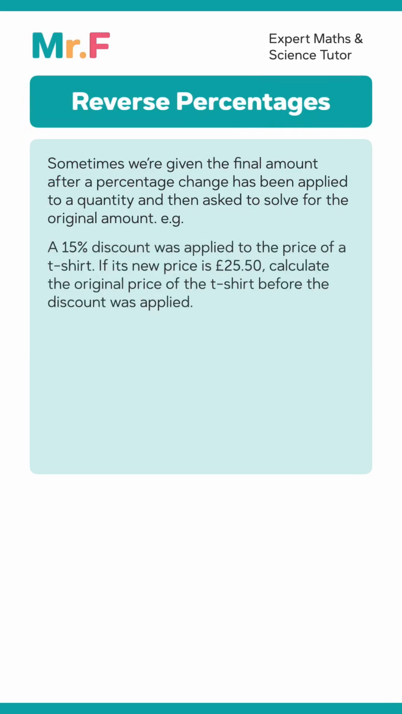So for example, a 15% discount was applied to the price of a t-shirt. If its new price is £25.50, calculate the original price of the t-shirt before the discount was applied. So there has been a 15% reduction applied to an original amount, and then we ended up with £25.50, and now we're looking to find the original amount.